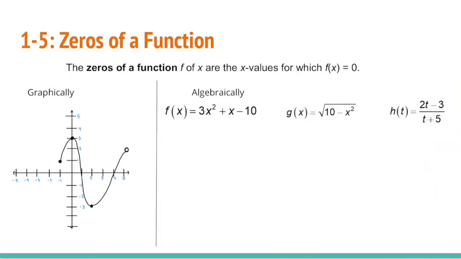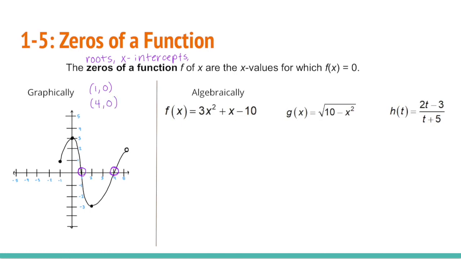And now we'll talk about the zeros of a function. The zeros of a function are also known as the roots or the x-intercepts, and those are x values where f of x, where our y equals 0. So we already know how to do that graphically. We just find the points where our graph intersects the x-axis. So here that's at 1 and 4.